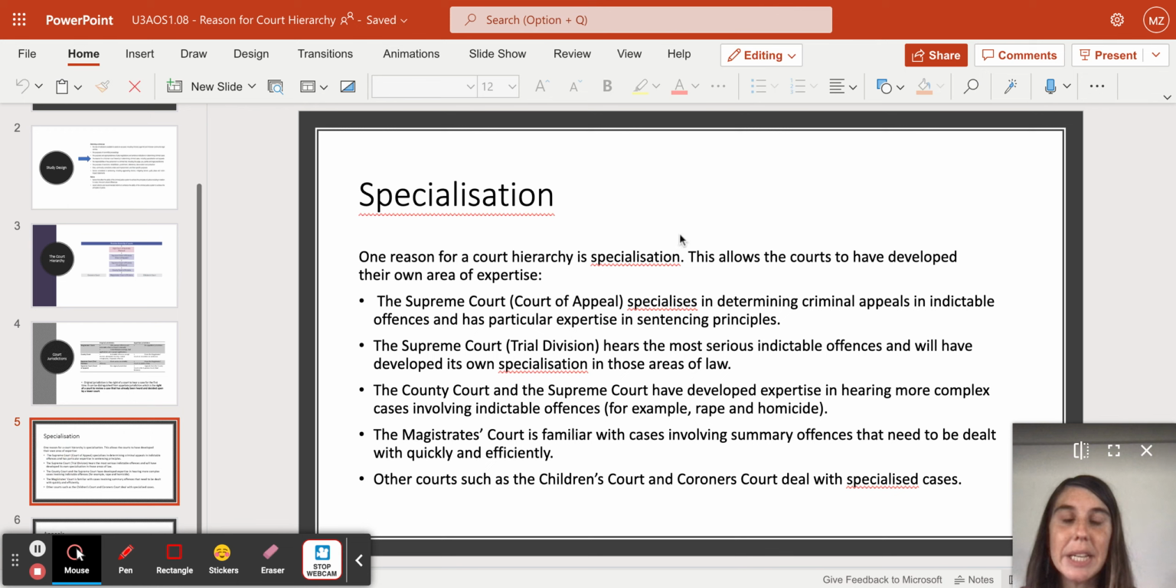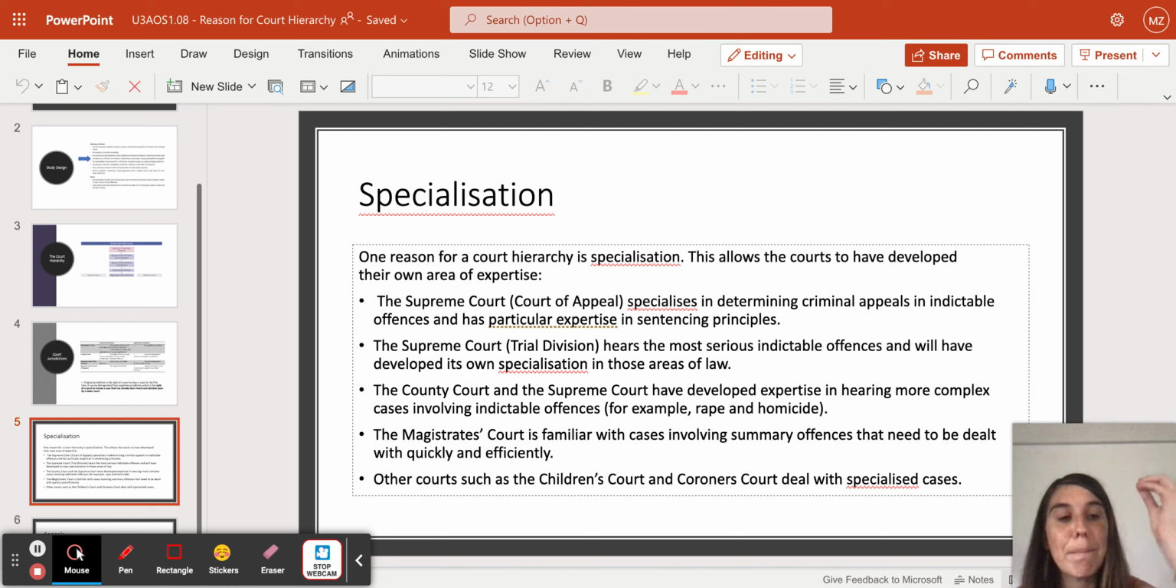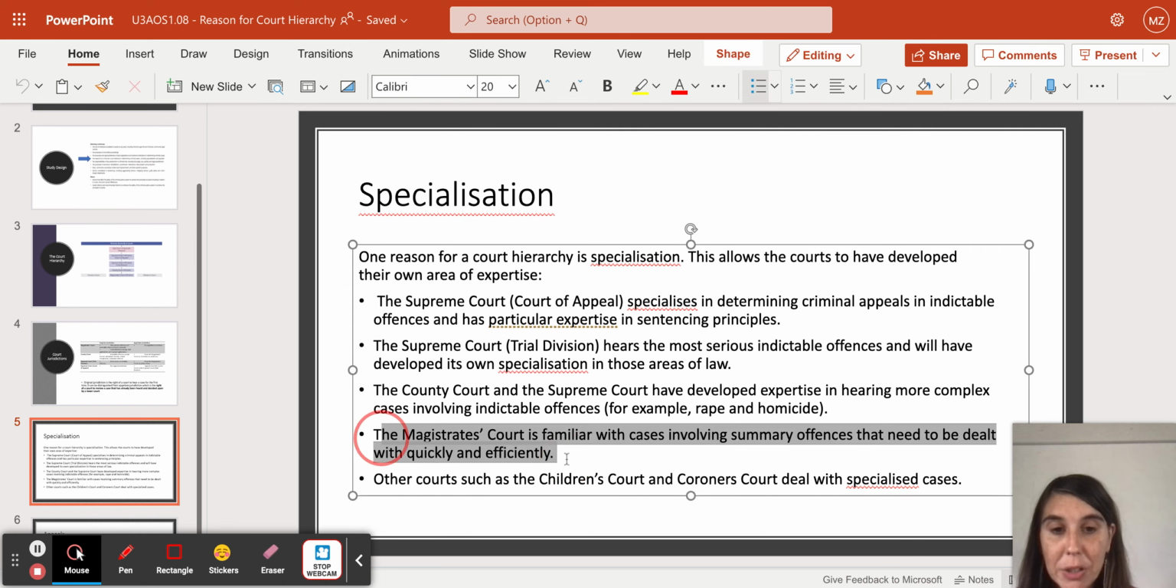Okay, the first reason is specializations. Okay, the idea behind specializations is that it allows courts to develop their own areas of expertise. Okay, so courts will have more knowledge of a particular area of law. As law is quite broad and big, it allows a court to specialize in a particular area and deal within that area.